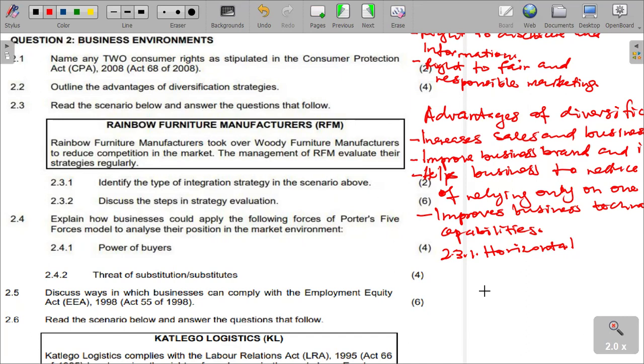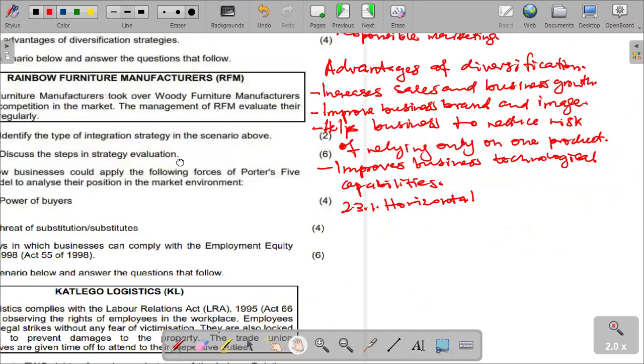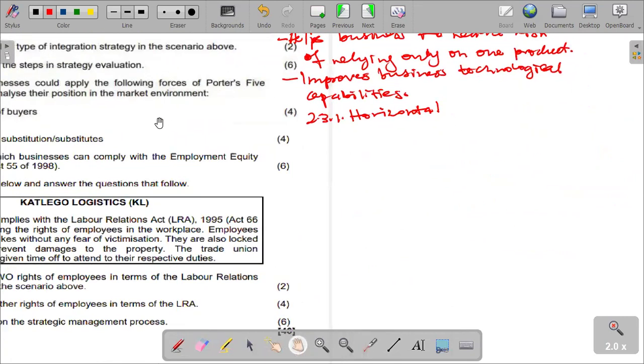And then the question is saying, discuss the steps in strategy evaluation. What do we do in strategy evaluation? 2.3.2, discuss the steps in strategy evaluation. What are the steps used in strategy evaluation?